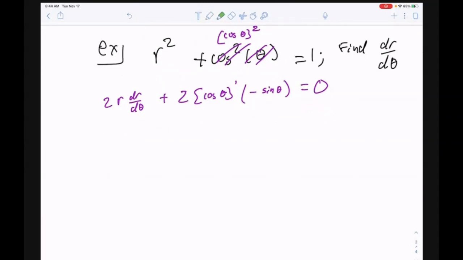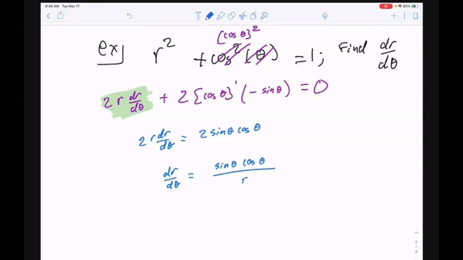Once again, I recognize where my dr/d theta is. There's only one term, so I'll leave that by itself. So I get 2r dr/d theta equals 2 sine theta cosine theta, which is technically sine of 2 theta, but we're not going to use those type of identities. And therefore dr/d theta equals sine theta cosine theta over r.